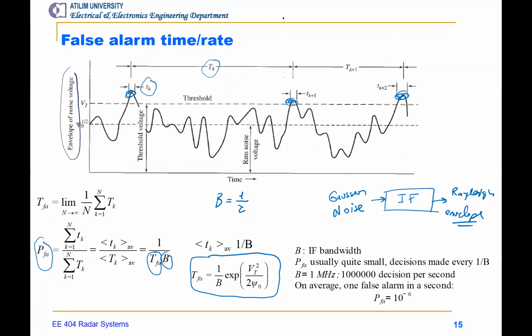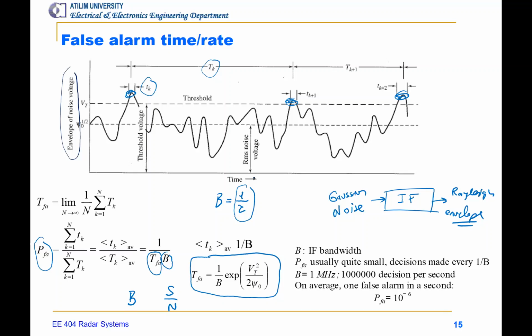So false alarm time can be related to two parameters. One is the bandwidth, the other one is SNR, or VT squared over 2 psi 0. Here the bandwidth is related to the pulse width in inverse proportion, and it defines the IF bandwidth, the intermediate frequency bandwidth of the radar, which is the bandwidth of the radar.